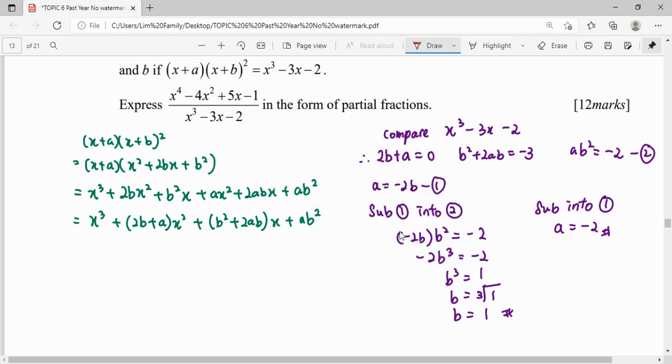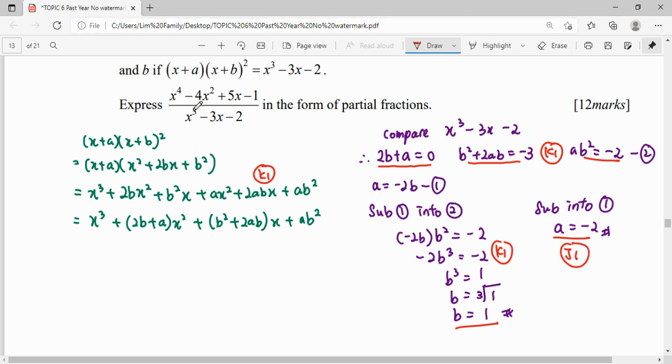For the expansion here, we get 1 mark to show that we know how to expand. And then when we equate, we come out with the comparison of the coefficients. There will be 1 mark. And then we start solving our simultaneous equations to get our answers a and b.